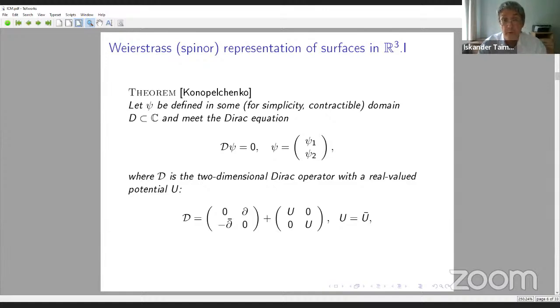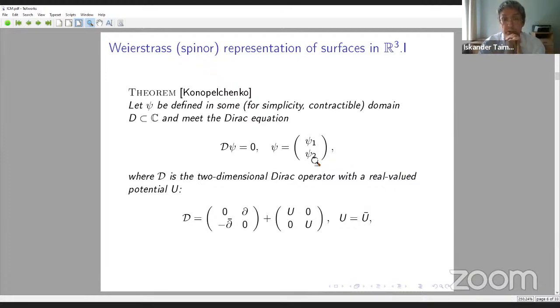I'm starting now with a theorem by Konopelchenko, a physicist who was at this time in Novosibirsk, as myself, and now he's in Italy. He moved to Italy in the middle of the 1990s, and he proved the following: let psi be defined in some, for simplicity, contractible, simply connected domain, and it meets the Dirac equation D psi equals 0, where psi is the vector function with entries psi1, psi2.